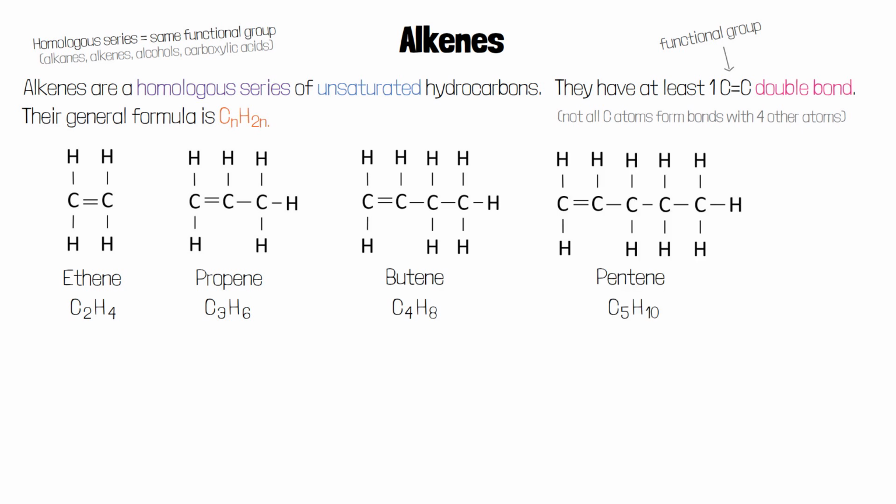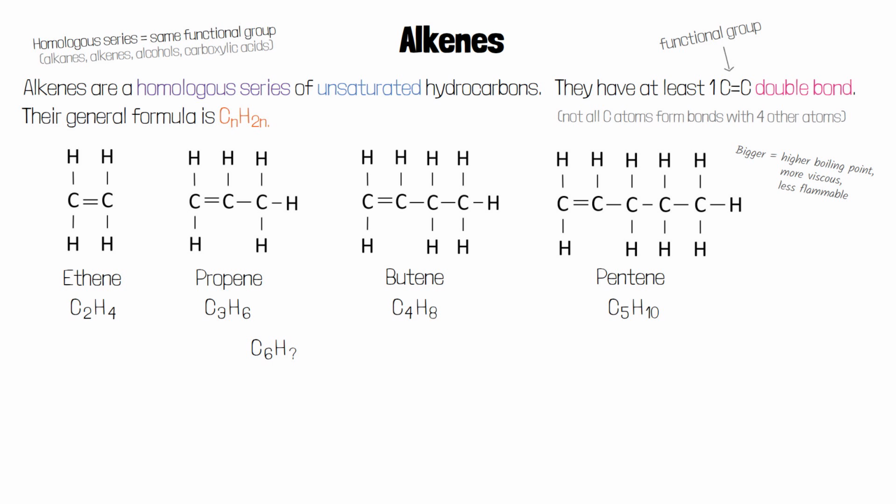Just like alkanes, bigger alkenes have higher boiling points, they're more viscous, and they're less flammable, so they're less useful as fuels. We can use the general formula for an alkene to work out how many hydrogen atoms are in an alkene with a given number of carbon atoms, and vice versa.